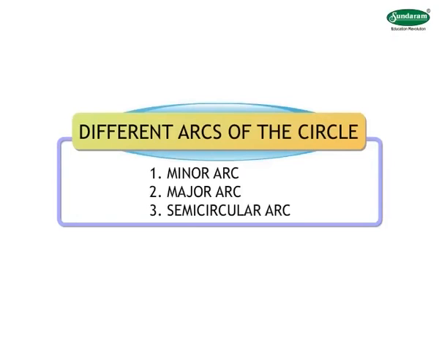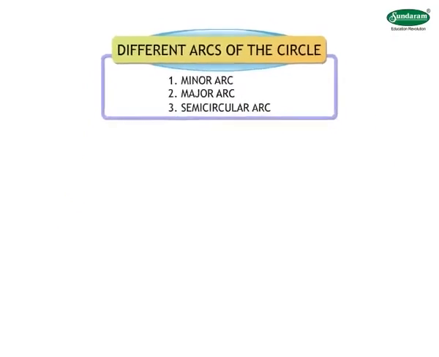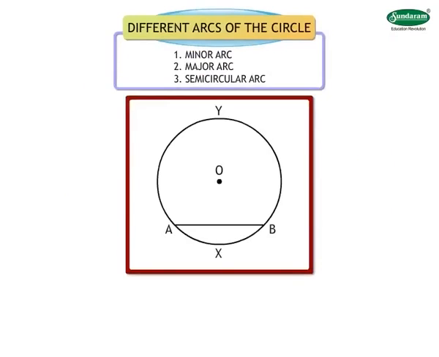What is a minor and major arc? Look at the figure on the screen. In this figure, as you see, AB is not a diameter, it is a chord, which divides the circle into 2 halves which are not equal. We have 2 arcs, arc AXB and arc AYB.